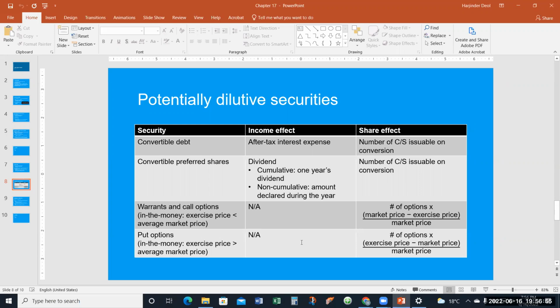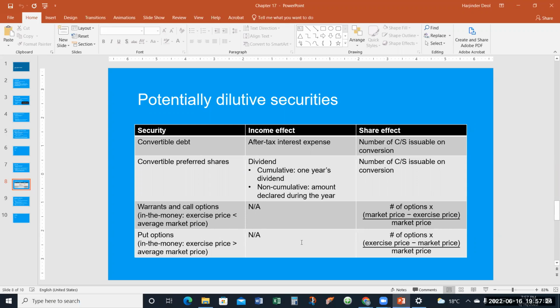So say if a company's tax rate is 30%, then you basically will multiply the interest that you can save by 1 minus 30%, that's 70%, right? You'll be able to save 70% of the interest expense as a bump up to your income. The share effect will be the number of common shares that would be issued when the debt is converted.